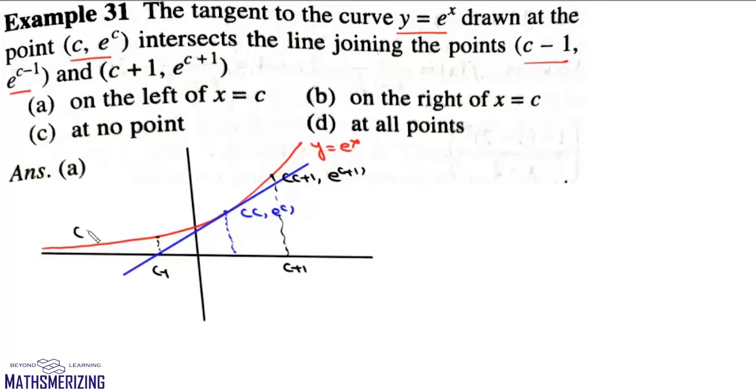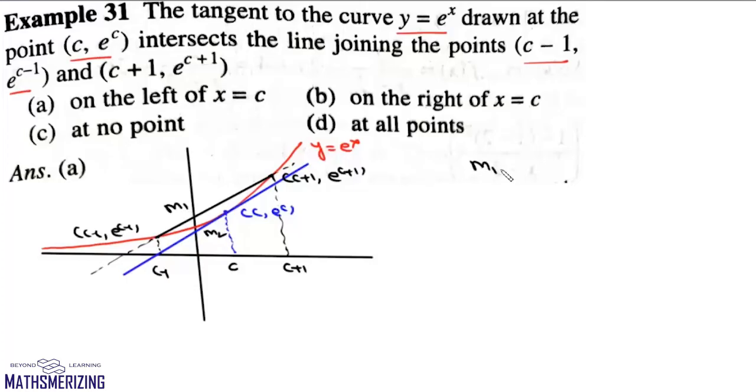The point is (c minus 1, e^(c minus 1)). Now if we join these 2 points, we have this line segment. Now if we extend this line, we need to find these 2 lines. They'll intersect on the left of c or on the right of c. Now what we'll do is we'll find the slope of both the lines, m1 and m2.